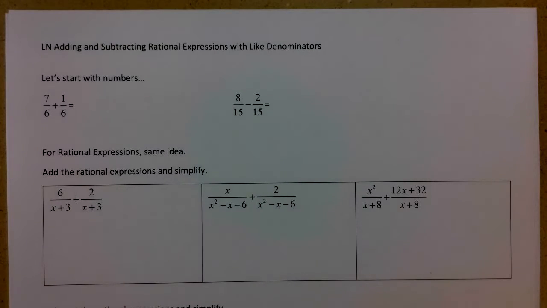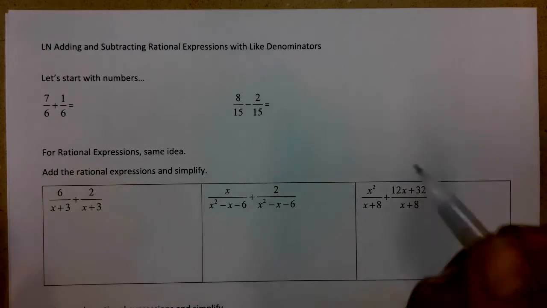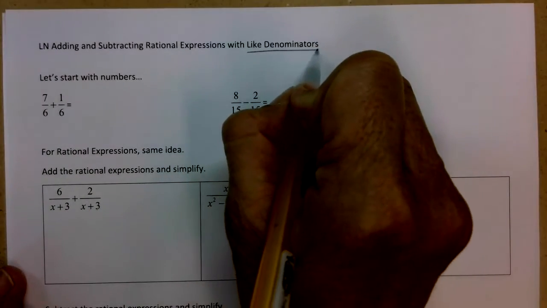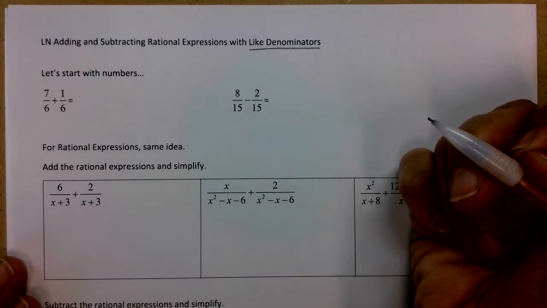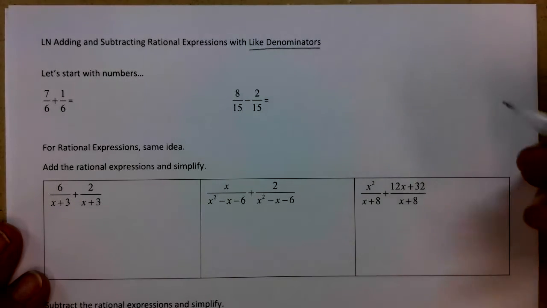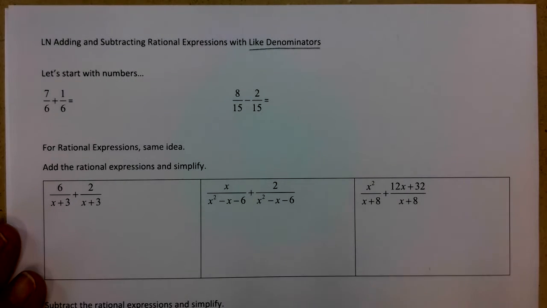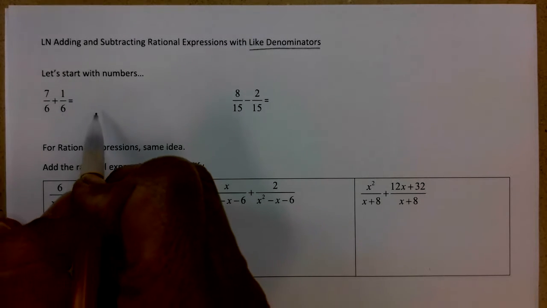So when we add or subtract rational expressions, the one thing we have to have is a like denominator. So exact same thing on the denominators. So we're going to go ahead and do some examples where we start off and the denominators are already the same. Right? So we'll start with numbers just to remind ourselves.